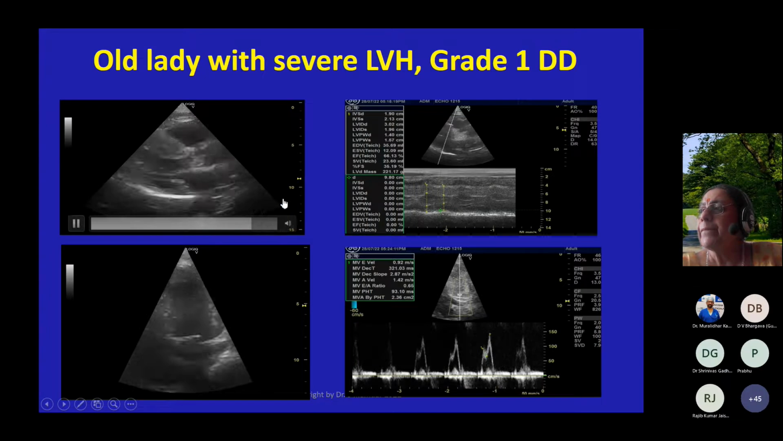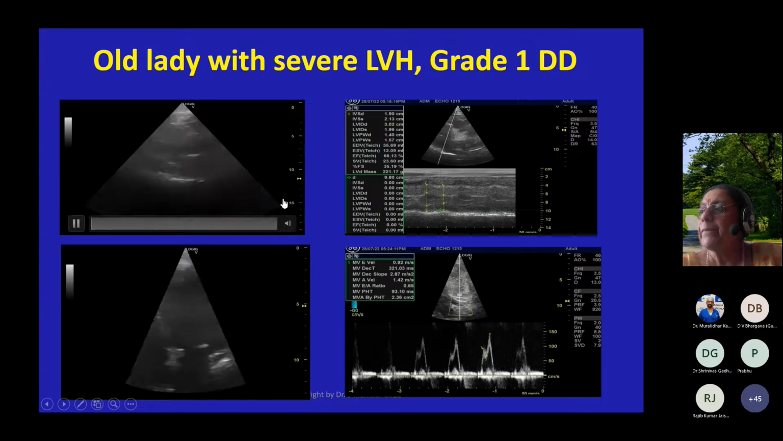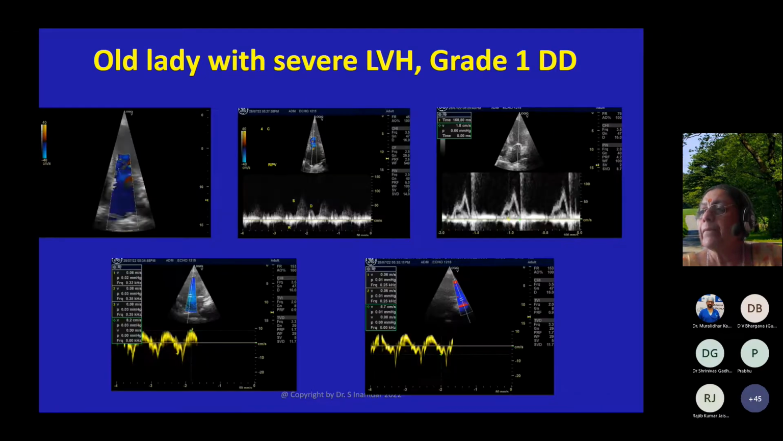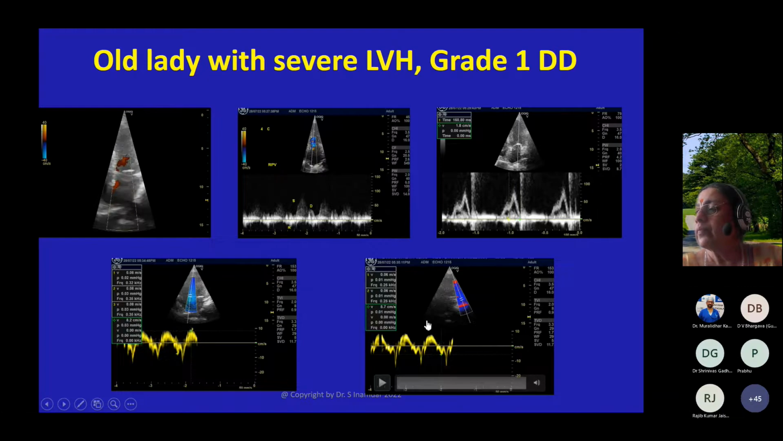This is an old lady with severe LVH, again grade 1 DD, severe hypertrophy of the ventricle. I just wanted to show you a few cases. The same lady with a normal pulmonary vein, and another view of the mitral profile, and there is mild reduction in tissue velocity. But here again, you can't really say that there is raised LAP.